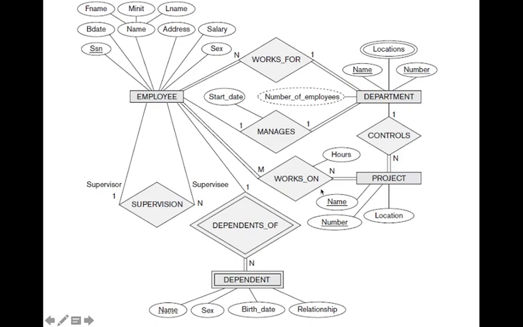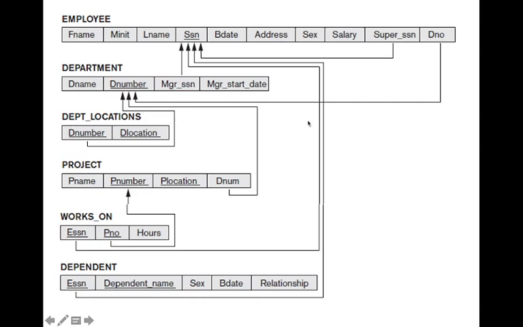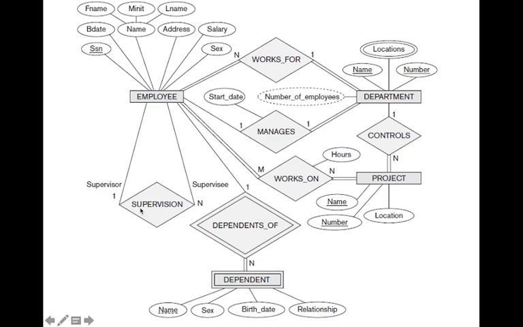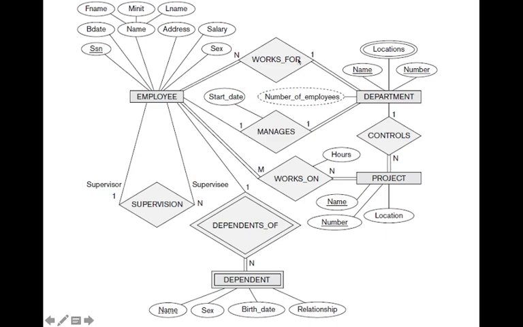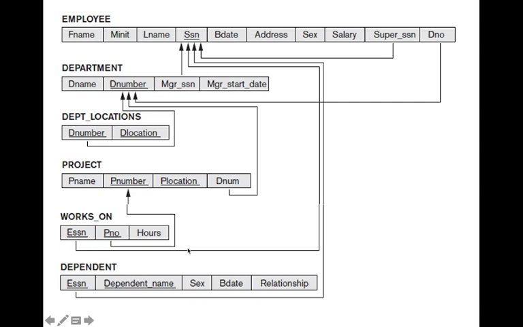So we have to map this to these relations. These are the different relations that will be formed when we map this ER diagram to relations. So this is the logical database design, and this is the high level conceptual design. We have to map this high level conceptual design to this lower level, or logical, database design.